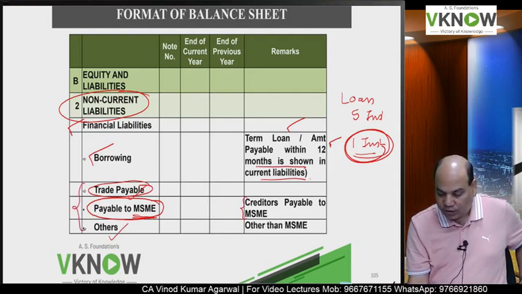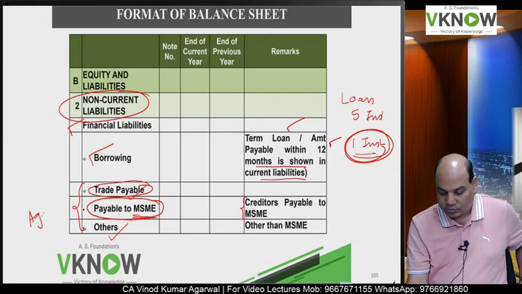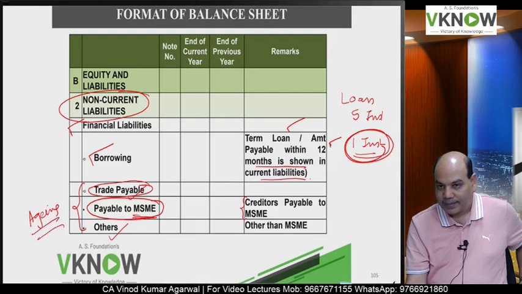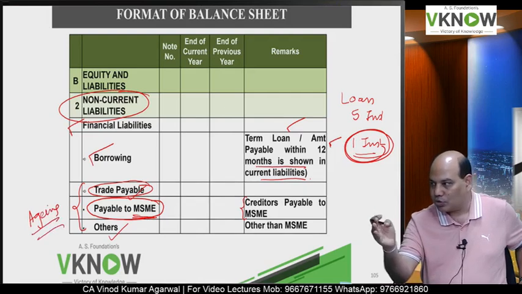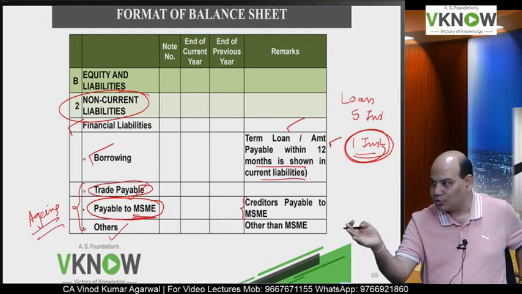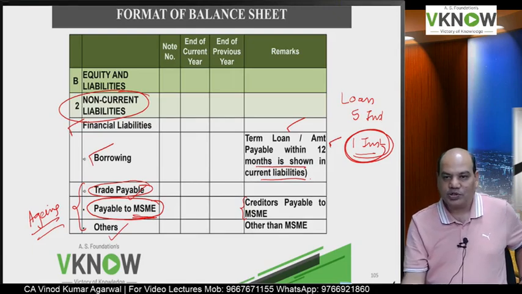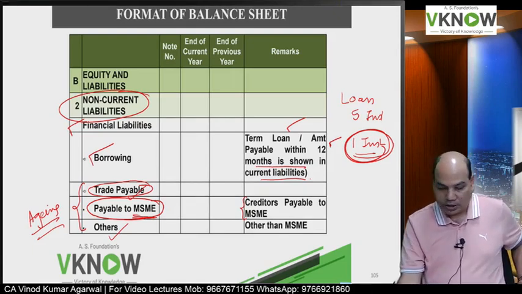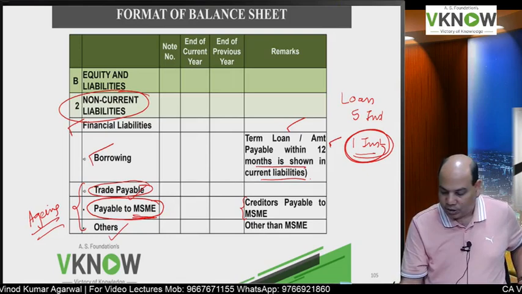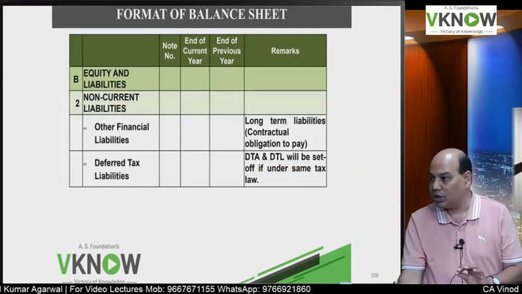And now they have to give aging also. Do you know aging? Up to 6 months, 6 months to 12 months, 12 months to 1 year, 1 to 2 years, so that as a user I will know that the company is delaying in making payment to the creditor. Delaying payment to creditor will affect the reputation of the company.